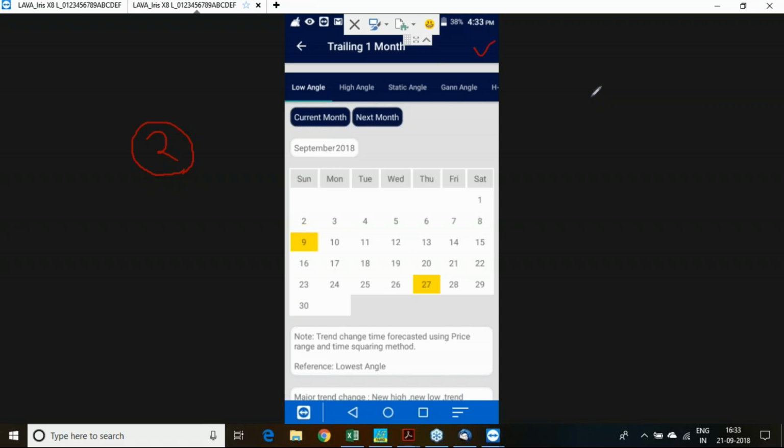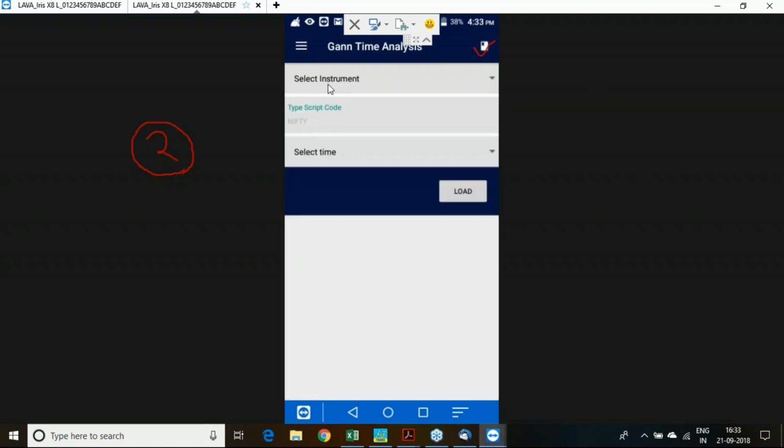the market has shown a very wild behavior. So let us see whether this particular software has given any clue about that. If I go to the index future, we need to find out the trend change dates.